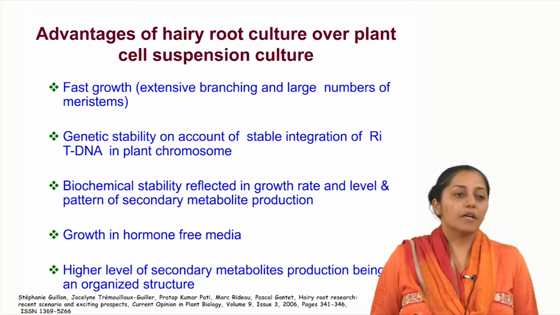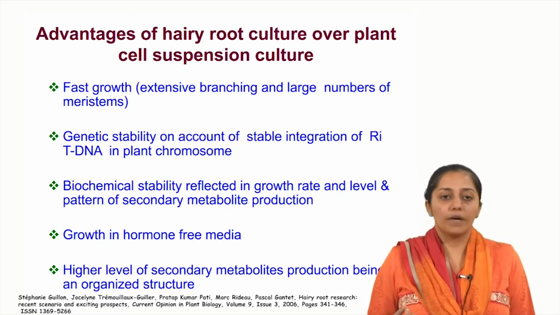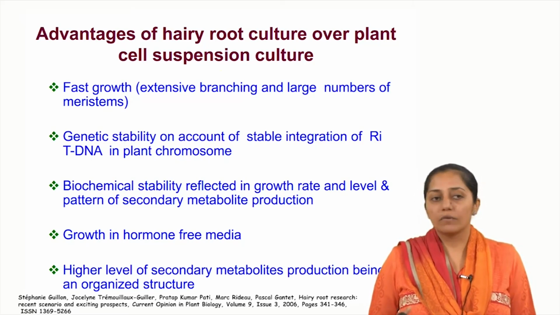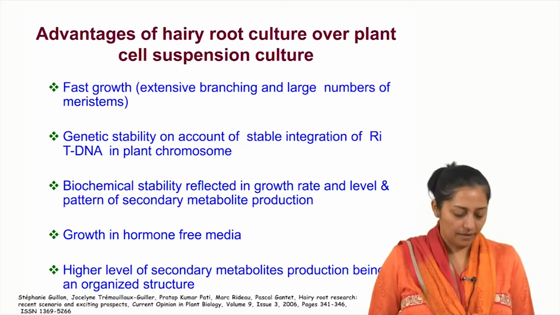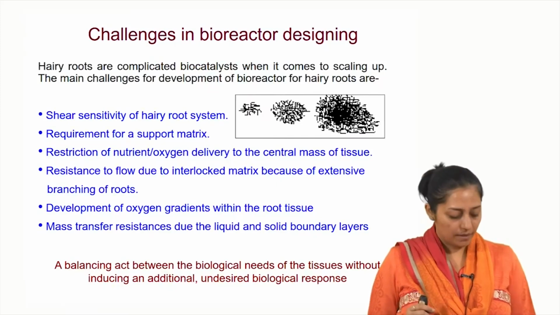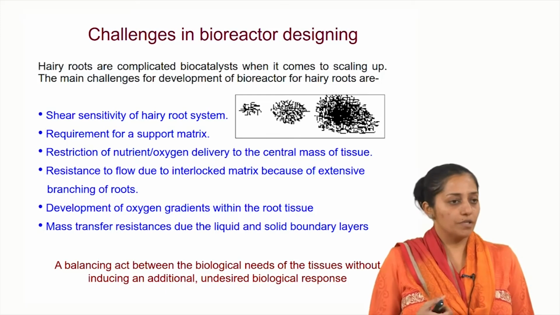And moreover, because they are neoplastic in nature, there are no hormones required because auxin synthesizing genes are already present. So there is no requirement of hormone in the medium, so it is cost effective in comparison to plant cell cultures. Now the challenges in bioreactor cultivation or scale up, you can see the picture of hairy roots here.